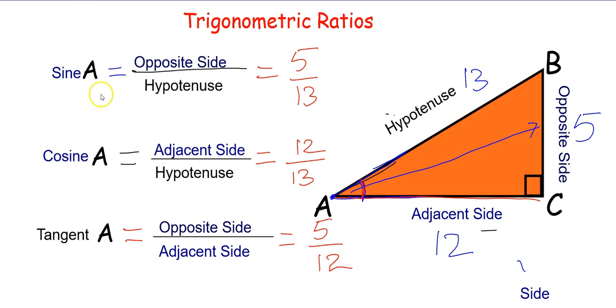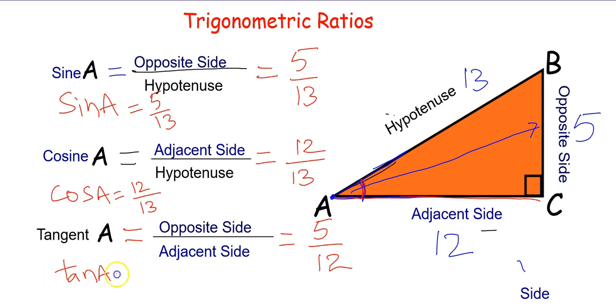Also, sine we write as just sin, but read as sine. Sine A is 5 over 13. And cosine, in short, you can write cos, but it is read cosine A, which in this case is 12 over 13. And tangent, in short, you can write tan. Tan A is 5 over 12. So while solving your problems, you can just write sin for sine, cos for cosine, and tan for tangent. Alright? Okay, thank you.